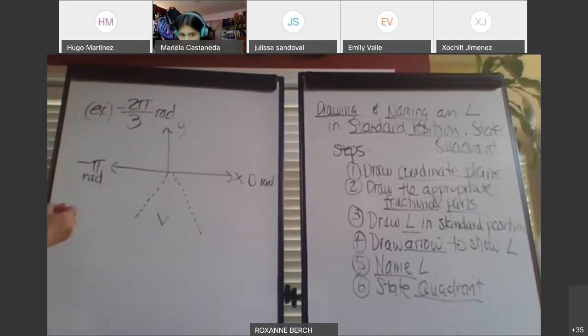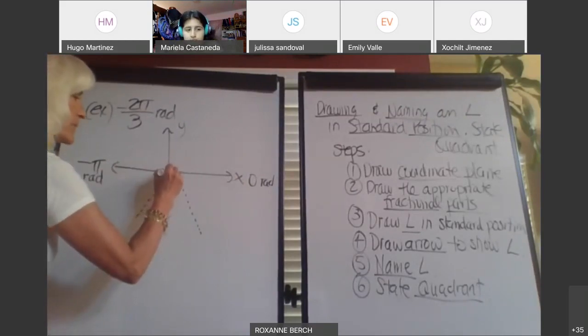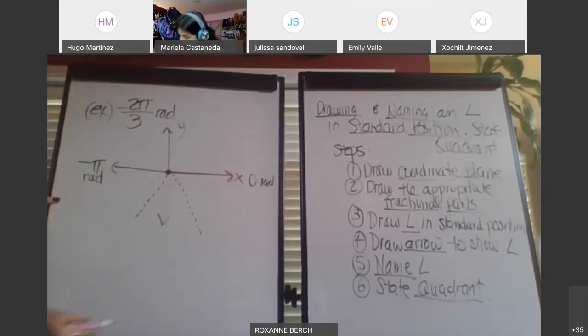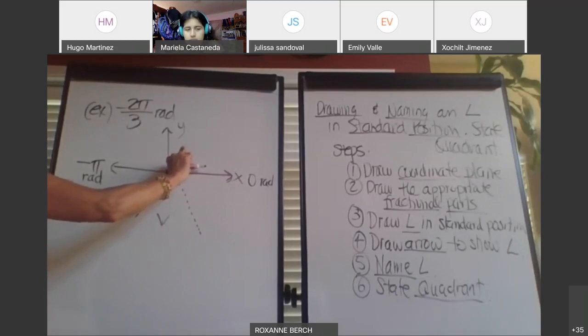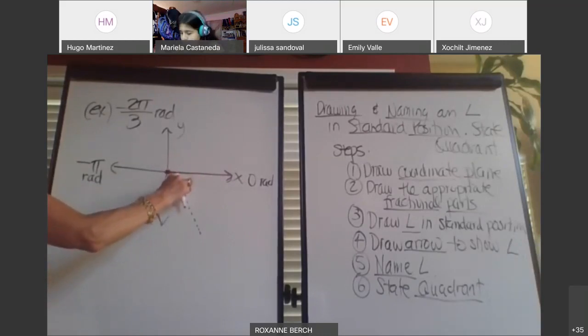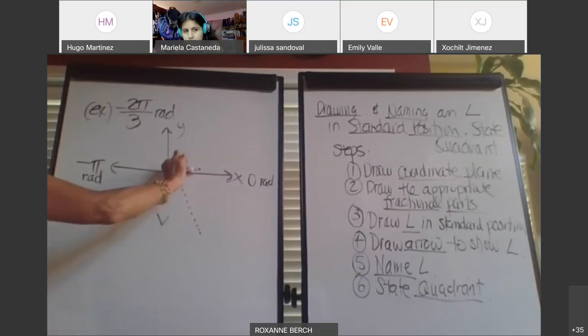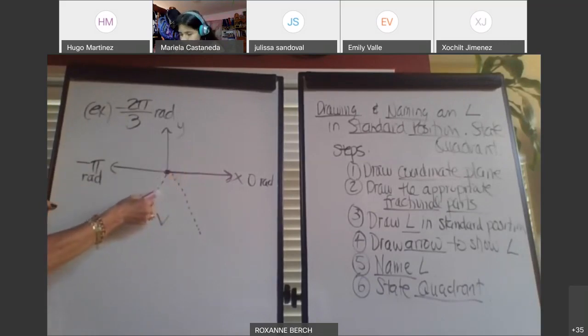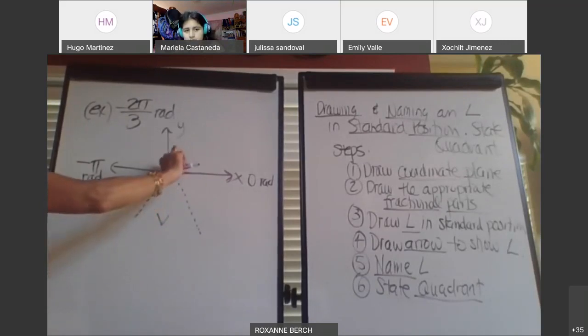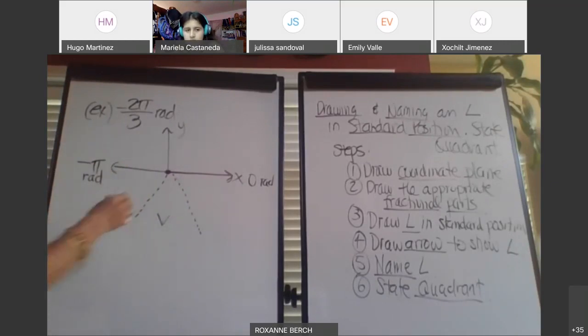So your initial side. So we're going clockwise now. So this would be 0 radians. This would be negative pi over 3 radians. This would be negative 2 pi over 3 radians. And this half revolution would be negative 3 pi over 3, which sounds about right, right? Negative 3 pi over 3 radians.